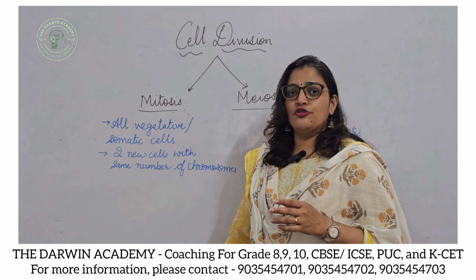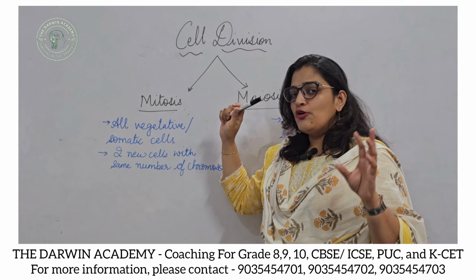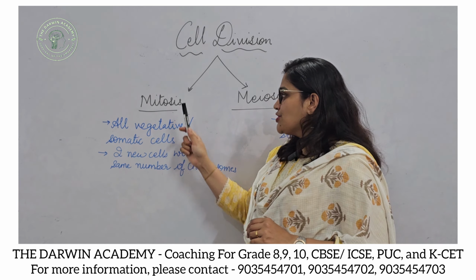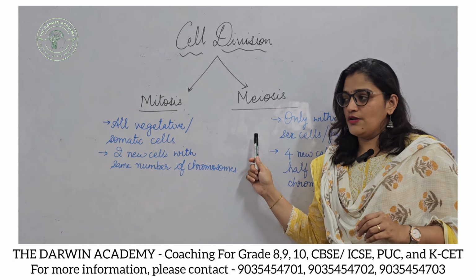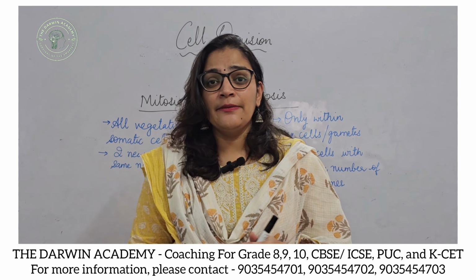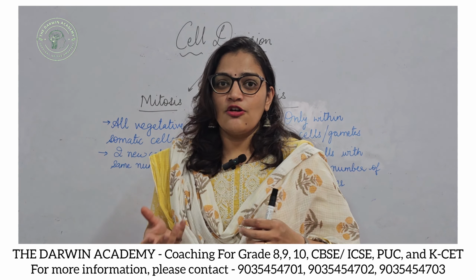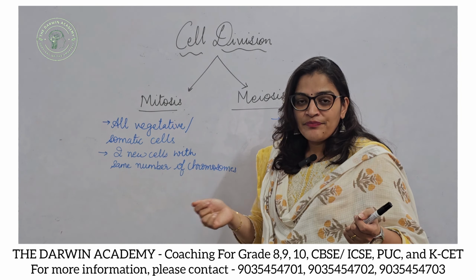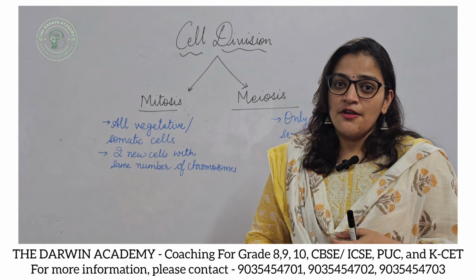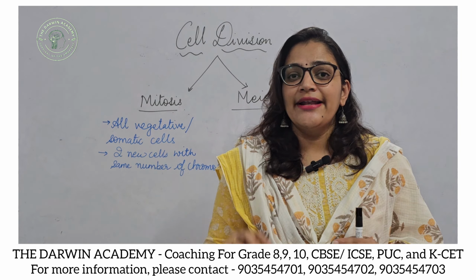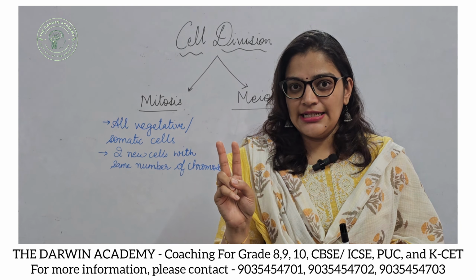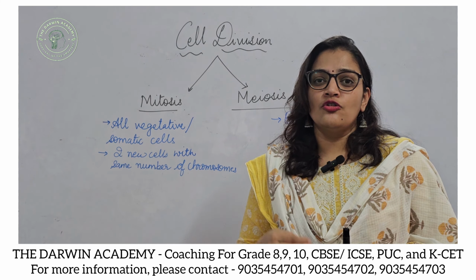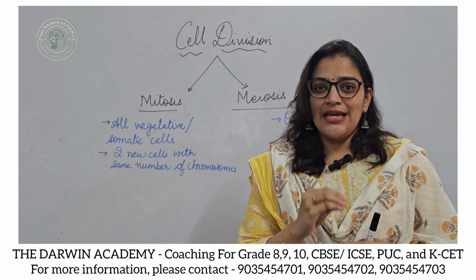Cell division is of two types. It occurs in both plant cells and in animal cells. So, the main two types of cell divisions are mitosis and meiosis. Mitosis occurs within all the vegetative cells of the body. These cells are also called somatic cells. As a result of mitosis, one mother cell would divide and give rise to two new daughter cells. And these two new daughter cells have the same number of chromosomes as that of the parent or the mother cell.